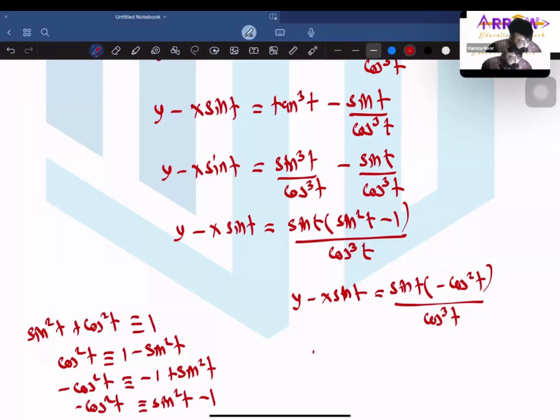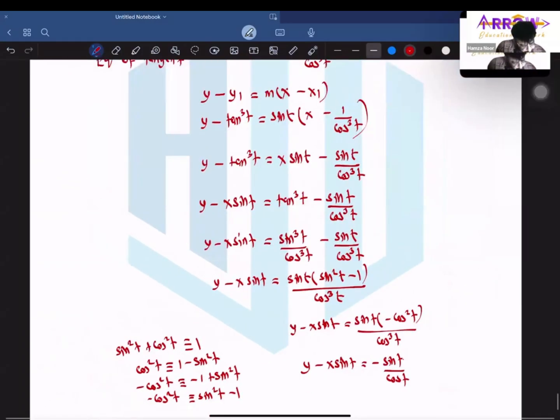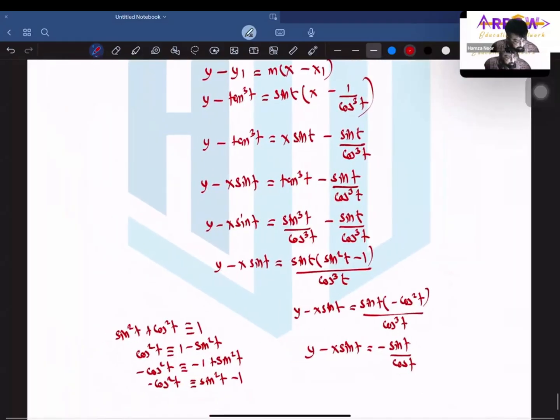So you are left with y minus x sin t is equal to minus sin t divided by cos t. And sin t over cos t is tan t. Simple. So now we get our required form.